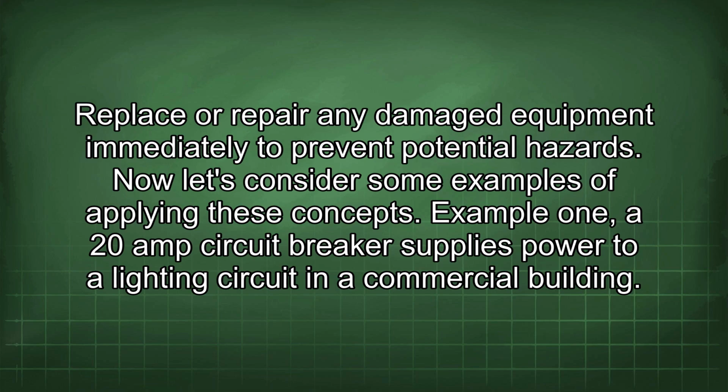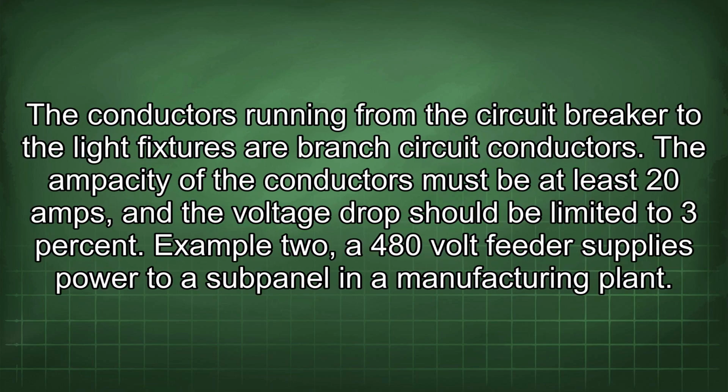Now let's consider some examples of applying these concepts. Example 1. A 20-amp circuit breaker supplies power to a lighting circuit in a commercial building. The conductors running from the circuit breaker to the light fixtures are branch circuit conductors. The ampacity of the conductors must be at least 20 amps, and the voltage drop should be limited to 3%.